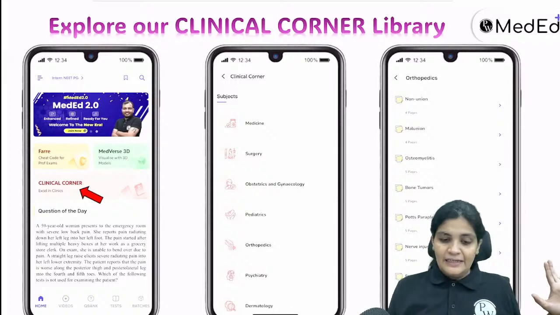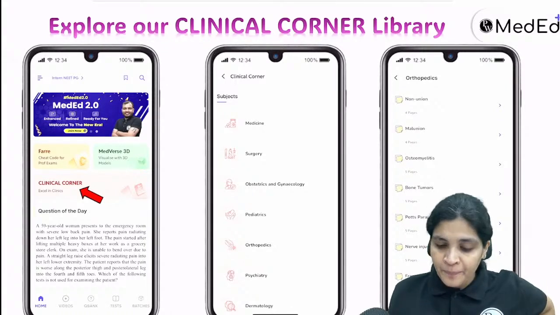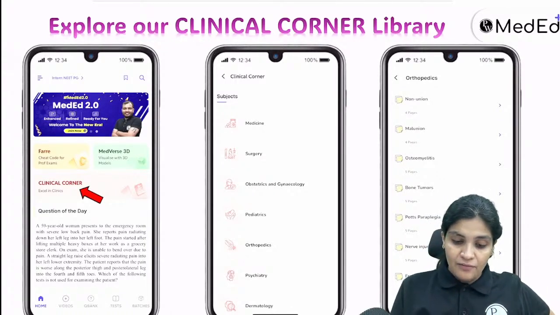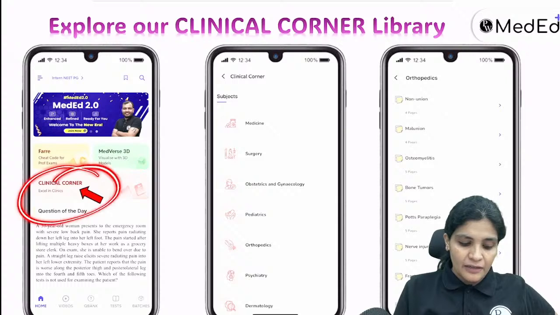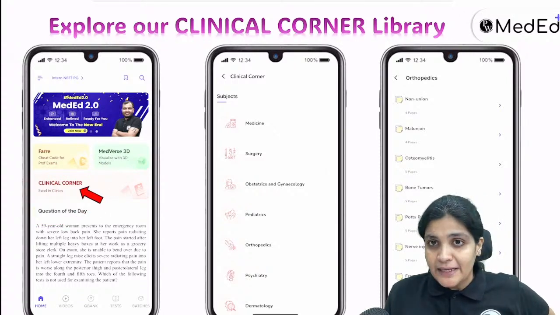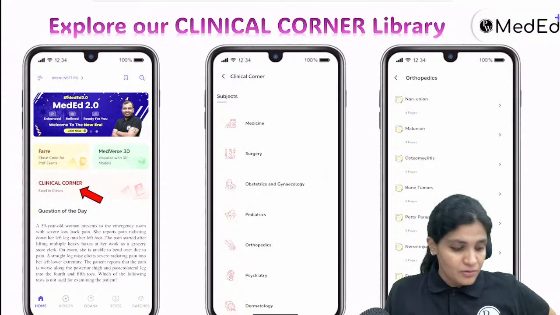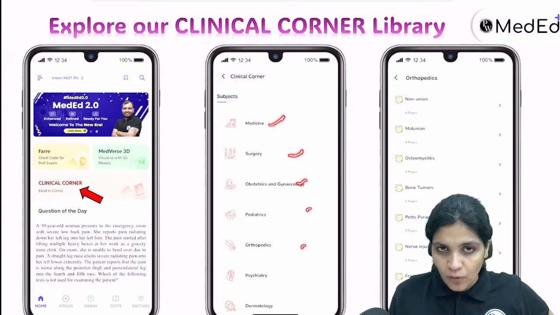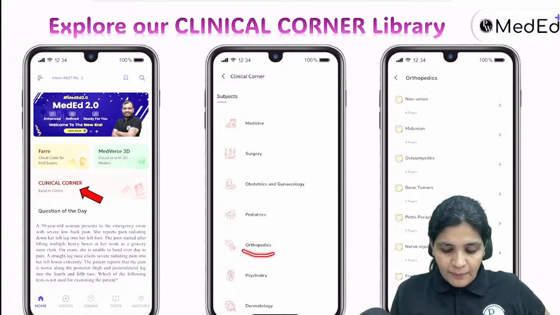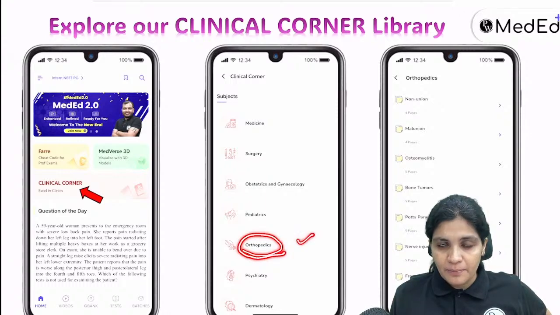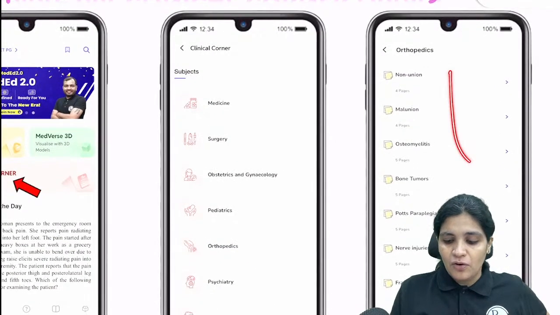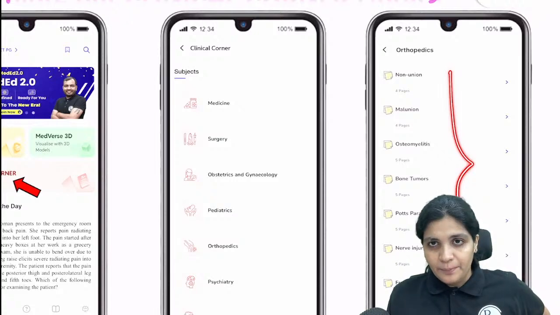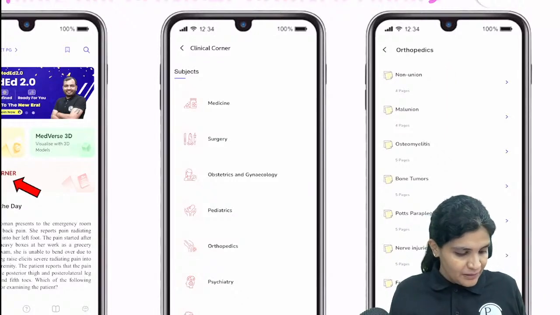So this is our clinical corner setup. This is where we are bringing up the clinical corner just to excel your clinical knowledge as well, not only theory. And each subject has its own clinical corner. Whenever you want to read about a particular subject, for example orthopedics, you can click on that subject and then you will have the display of all these important topics which can be asked in your exam, right?